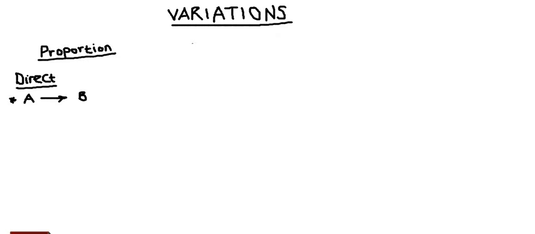Therefore, if you increase variable a, you're going to cause an increase in variable b. And if you reduce or decrease variable a, there will be a proportional decrease in variable b. So in short, the increase or decrease is in the same direction for both variables.